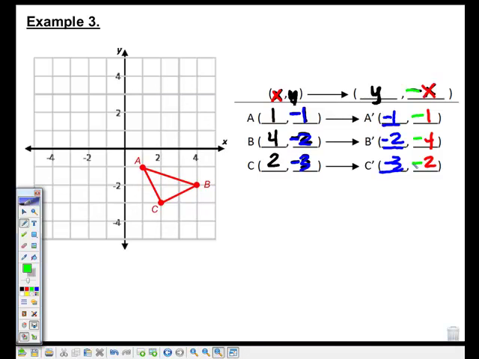And if we go through and plot our new points for this, -1, 1 will be here. Plotting B prime, we want to go to -2, -4 and plot B prime. And for plotting C, we want to go to the point -3, -2. That's our C prime. If we connect them now, our new shape is this. And if you can't tell how that has happened, we've actually turned or twisted it, and the official name for turning is going to be a rotation.